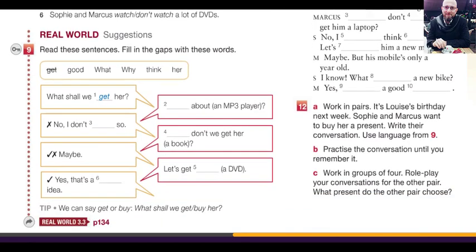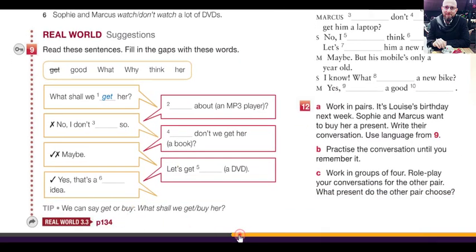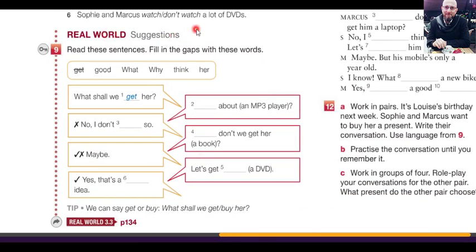Okay, so next exercise, real word, suggestions. Suggestions means when I ask you, for example, about a good restaurant, so you tell me, restaurant number 1 is good, number 2 is not that good, number 3 very, very nice. Okay, so you give me ideas. So this is suggestions. So here, read these sentences, fill in the gaps with these words.